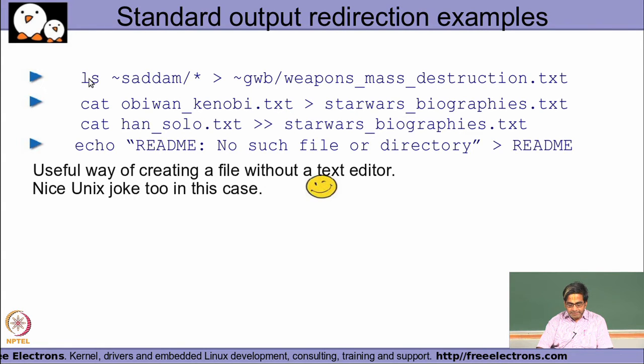We are saying that I want to list the contents of tilde Saddam. In the previous module we had seen this to be referring to the home directory of this user called Saddam, and then /star. The star, again the regular expression standing for 0 or more, used in this context will represent all the files that are available in the home directory of this user Saddam, redirected to a file. Which location is that? It is the home directory of this user called GWB. Under that home directory, it will be the file with this particular name.